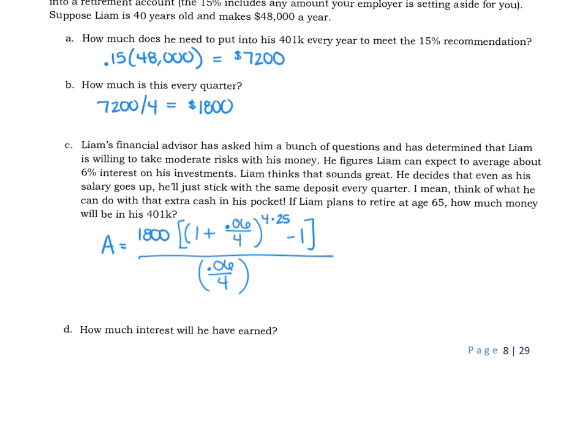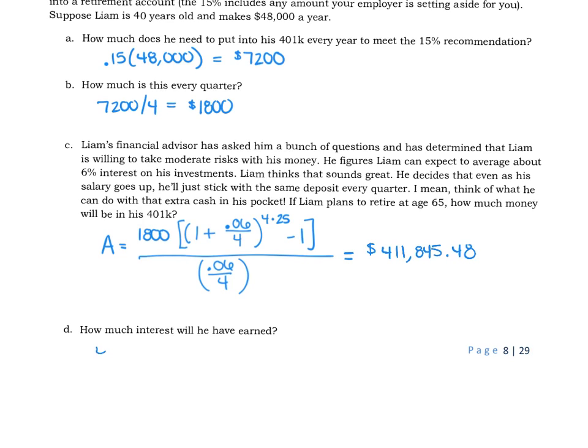And again, it will not hurt at all to just stick some parentheses around that denominator to make sure you include those in your calculator. So again, assuming you're going to do this right, at the end of 25 years, Liam should have $411,845.48 in his account.